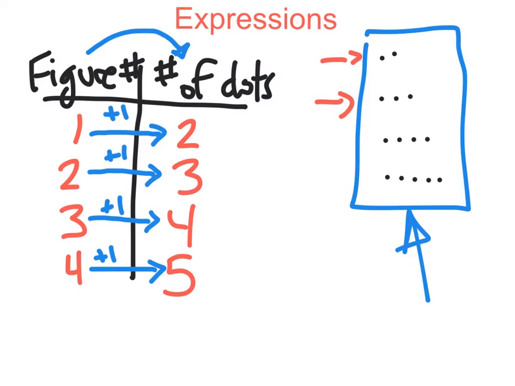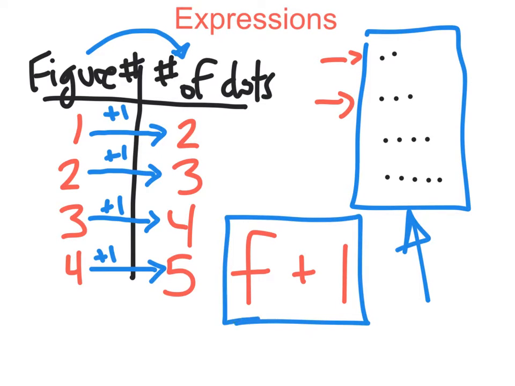We're not looking up and down. Instead, we're looking side to side. And we notice that in our pattern, we are adding 1 each time. So the expression is the figure number, we would represent as F, plus 1. That will tell us the number of dots.